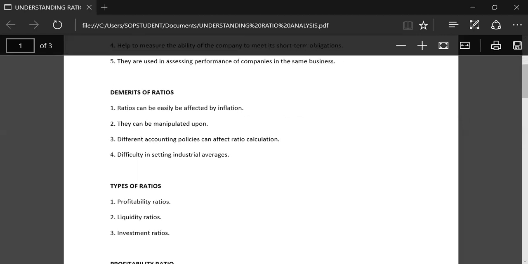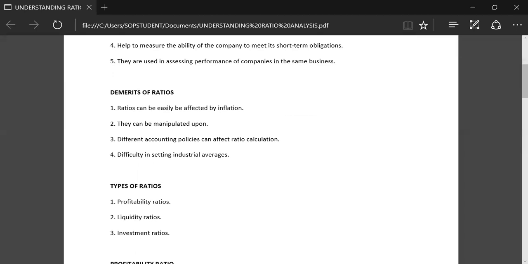However, ratios can be affected by inflation. It is one of the demerits of ratios. Another demerit is it can be manipulated upon. Also, different accounting policies can affect the computation of ratios and then lastly, the difficulty in setting industry averages.